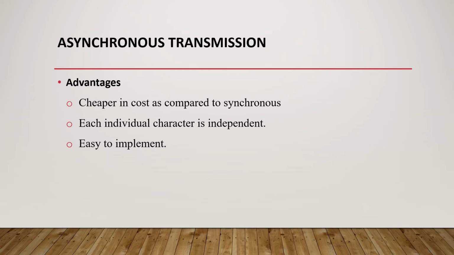Therefore, if a character is corrupted during transmission, its successor and predecessor characters will not be affected. So in that way, each individual character is independent of the others. It is possible to transmit signals from sources having different bit rates. The transmission can start as soon as the data bytes to be transmitted become available. Moreover, this mode of data transmission is easy to implement.